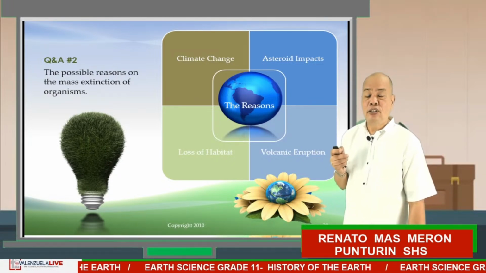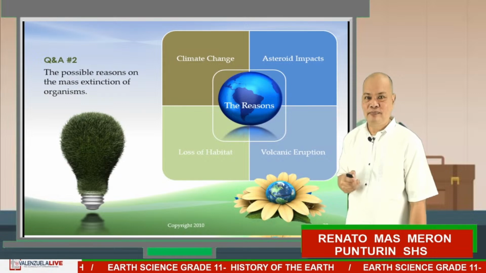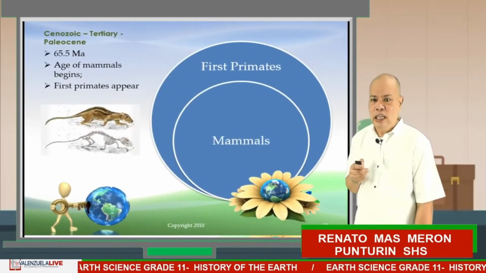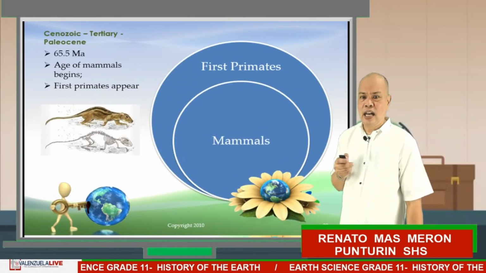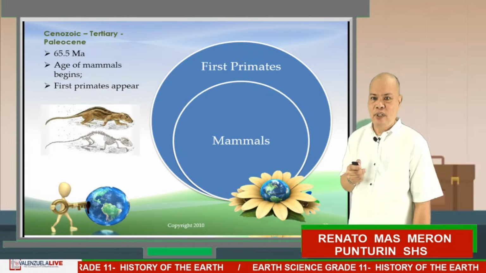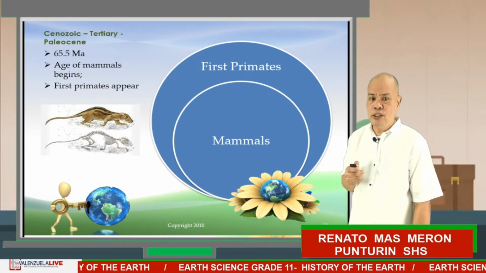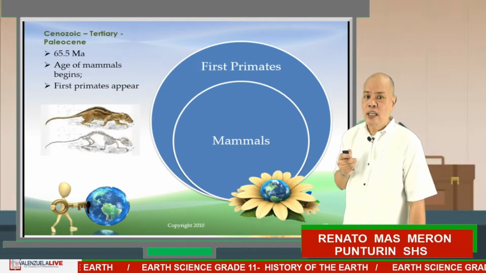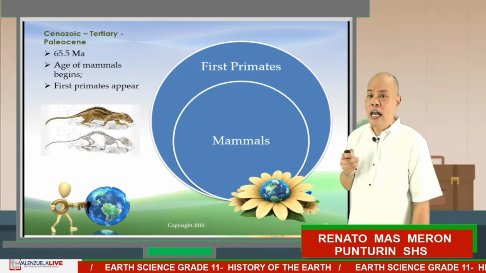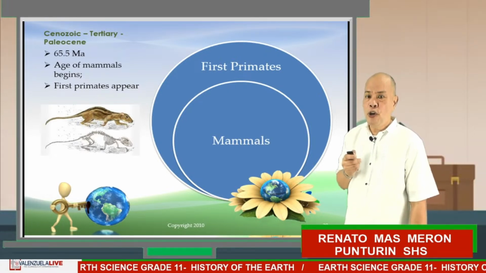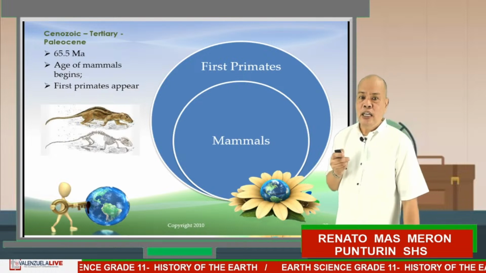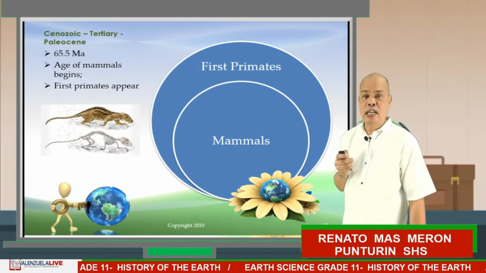Now, let us continue our time travel. Next to Mesozoic era was Cenozoic era. In the Paleocene epoch, during Tertiary period in the Cenozoic era, in 65.5 mega-annum or 65.5 million years ago, these were the things that appear on Earth.